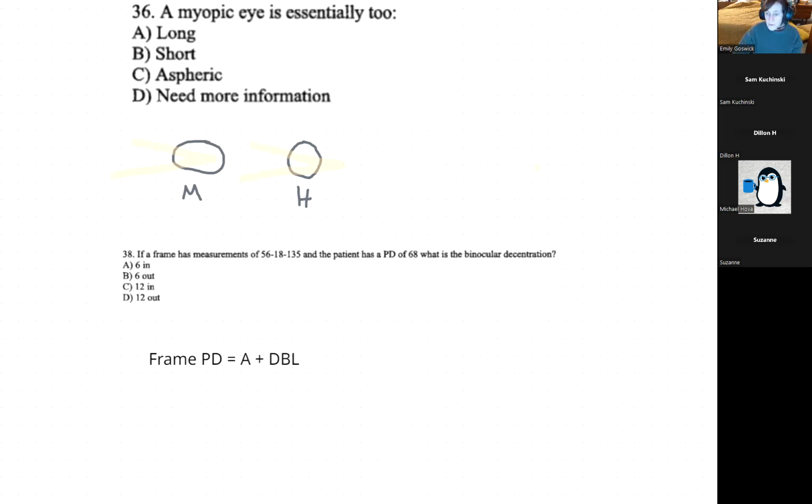Okay. So basically what we have here is we would add the 56 plus the 18. In that case, we're going to get a 74 when we put those together. So we have 74. And then we want to figure out, okay, this person's PD is 68. So we're going to do 74 minus 68 to figure out the decentration. So that's going to come out to be 6 millimeters of decentration.